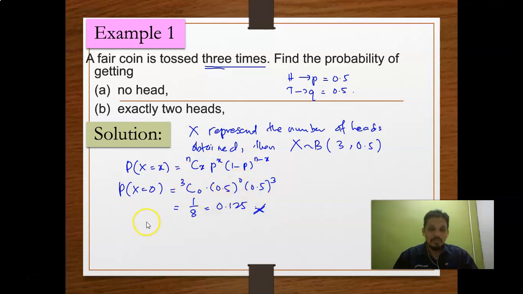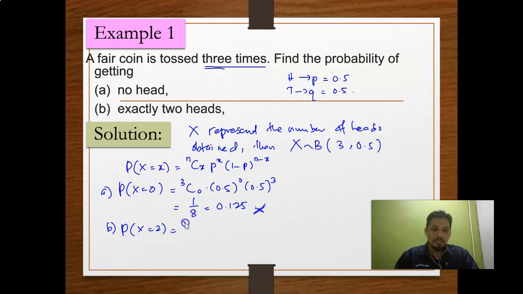After this, we will refer to this statistical table, which I think all of you have one copy each. So we will refer to this after this. Okay, now getting no head. So getting exactly 2 heads, probability of X equal to 2.